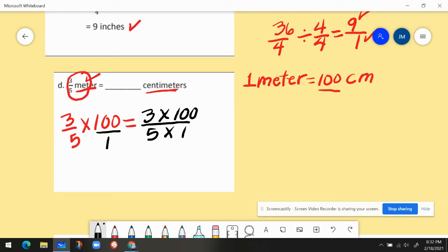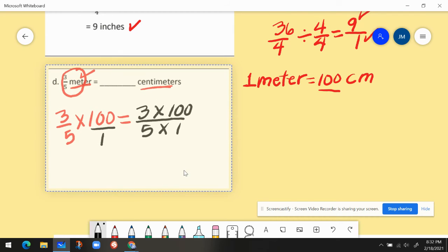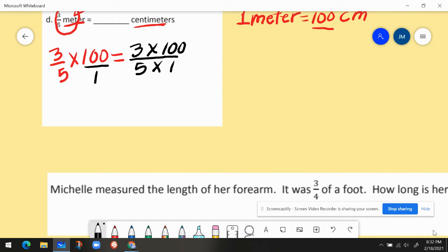Now, because we're going to make this easier, if you notice, the answer on the bottom is going to be simple. The 5 times 1 equals 5. Let's look at the denominator. The 5 can be divided by 5. And out of the two numbers on the top, the numerator 3 and the numerator 100, the only one that can be divided by 5 is 100, because you can do that one evenly.